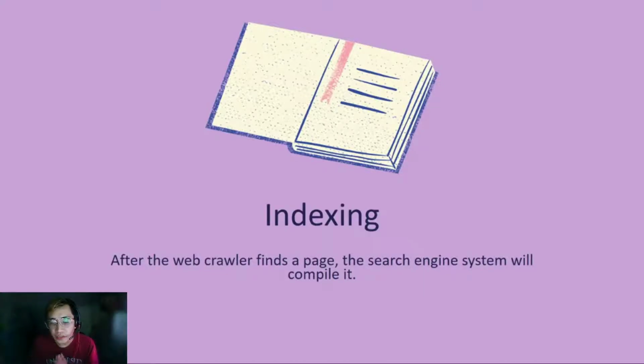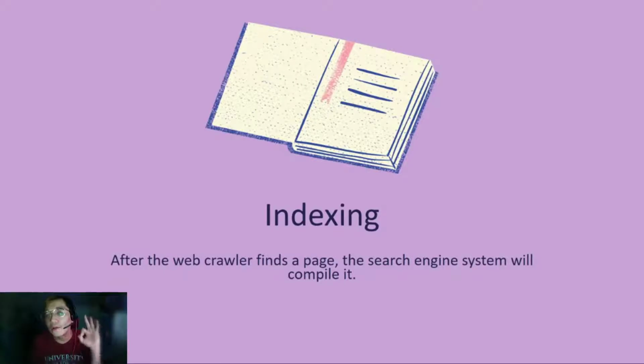Then it will proceed to the second process, which is what we call indexing. After the web crawlers find a page, the search engine will compile it. Imagine a bookshelf where all the web crawlers have gathered all the books related to your concern, and the indexing will compile them on a single bookshelf, which leads us to our third step.